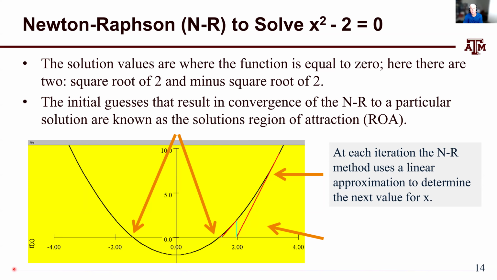So we're going to use the terminology region of attraction, ROA, to denote the set of initial guesses that converge to a particular solution. And what we will be trying to do is to make sure that our initial guesses are in the ROA for the desired, or what we're calling the operable solution for the power flow.